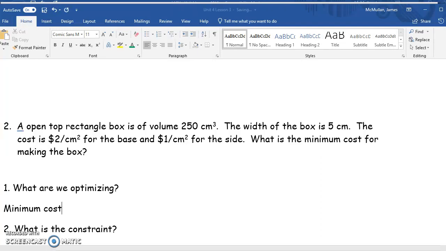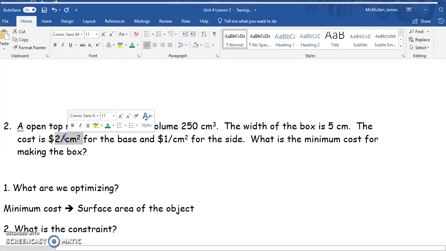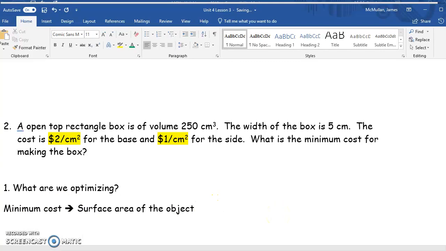The cost, you can tell here, is proportional to the surface area of the object. And I can kind of tell that because I can see it's not charging me per centimeter cubed, it's charging me per centimeter squared, right? I'm making the cardboard or whatever it is. So this lets you know what function is going to be related to the cost. So if you want to imagine here the surface area of this object, right?